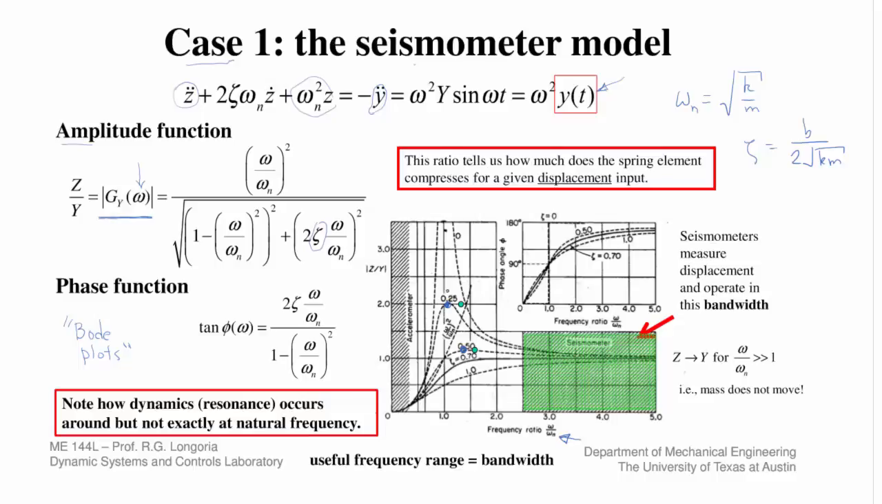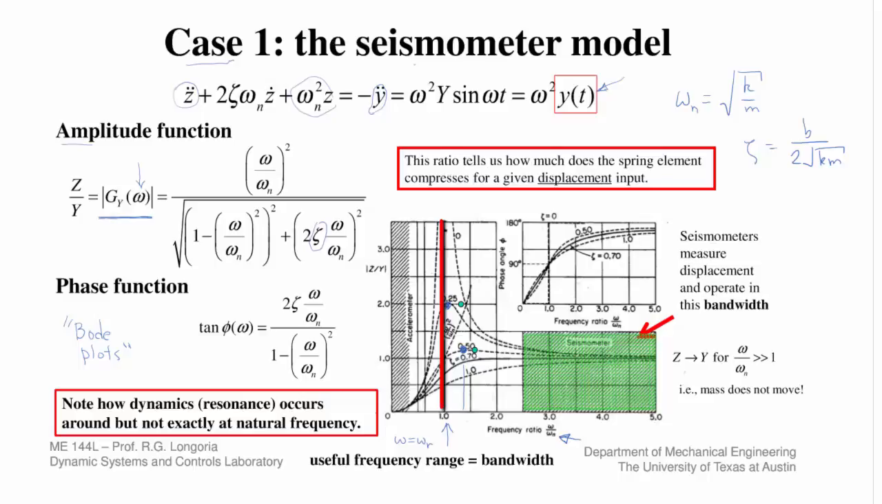And note how, as the damping decreases, the peak goes up, but the location of the peak is also different, right? By the way, where that peak occurs is called the resonant frequency. Note this is where the natural frequency occurs. This is omega over omega n equal to 1. So that's when omega, the forcing, is equal to omega n, right here.